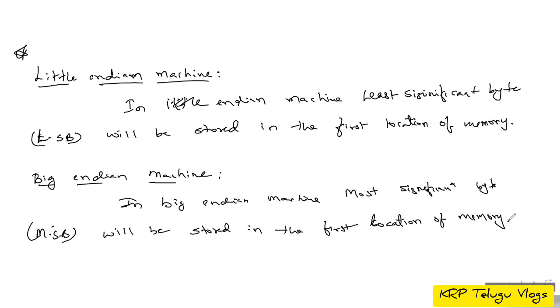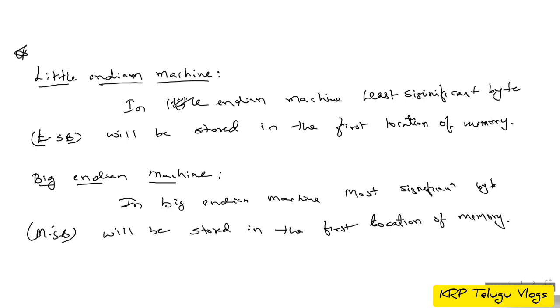Note down this. In Little Endian machine, least significant byte, LSB, will be stored in the first location of memory. In Big Endian machine, most significant byte, MSB, will be stored in the first location of memory.